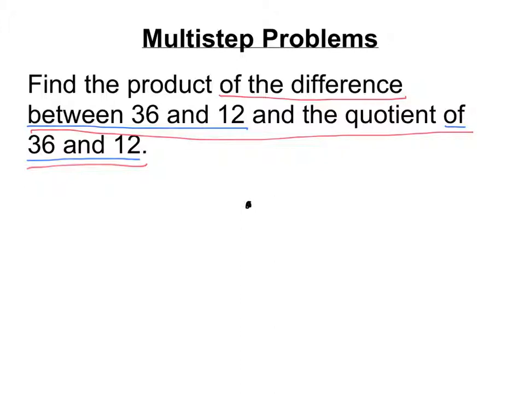What am I going to find? I'm going to find the product of the difference. So that means my first number that I'm going to multiply is going to be a difference. And I'm going to find the product of the difference and the quotient. So the second number is going to be a quotient. So we're going to divide.